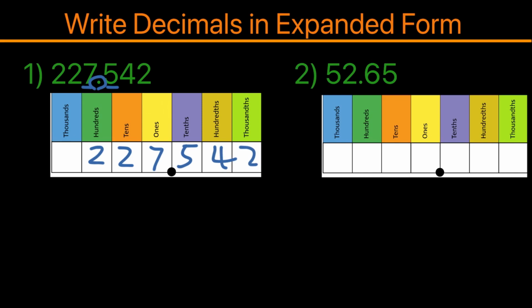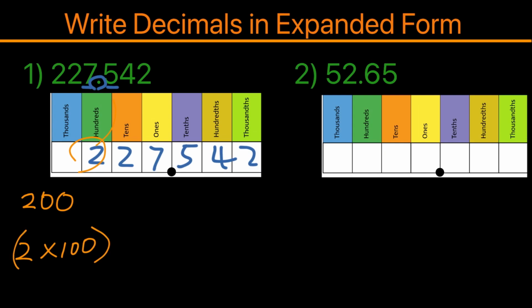So now that we place the number in the place value chart, what we want to do is write them in the expanded form. So first, we'll look at the 2. This is in the hundreds value, so that means that it's 200. And 200 means that it's 2 times 100.